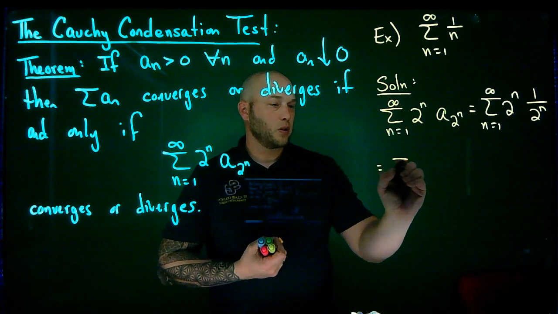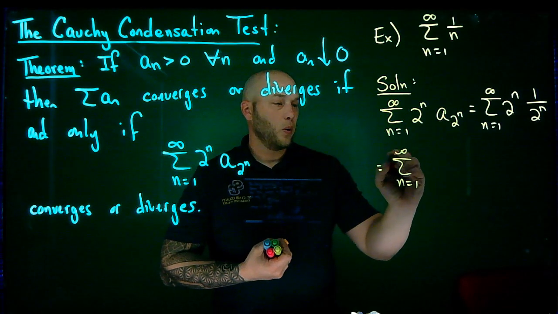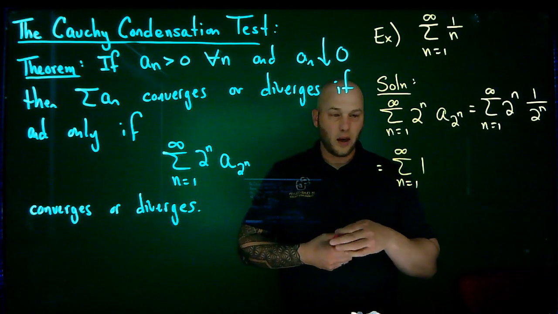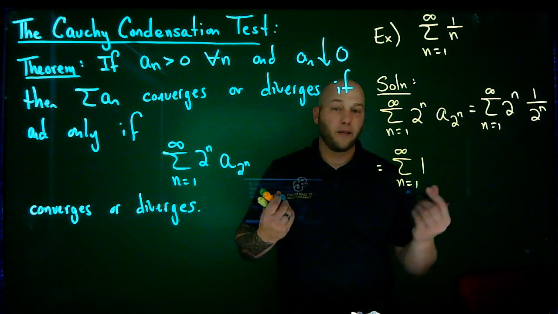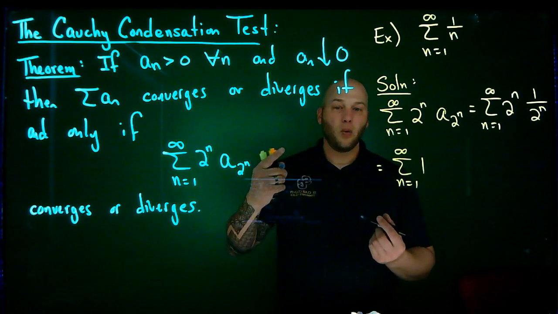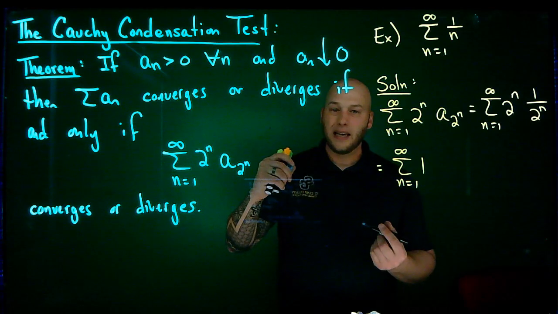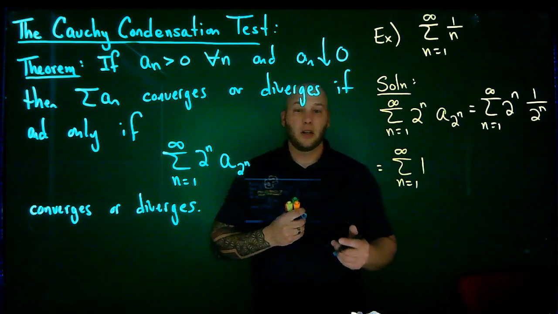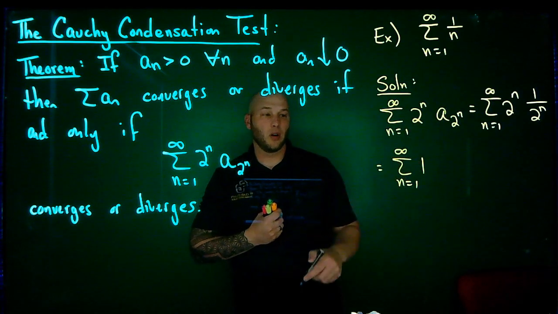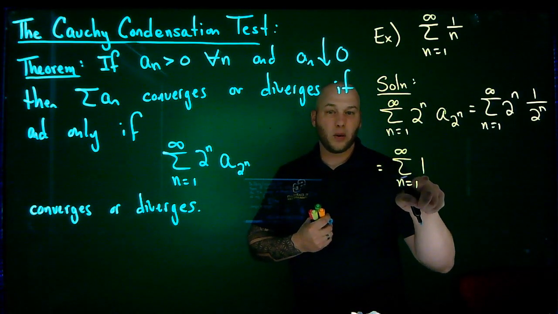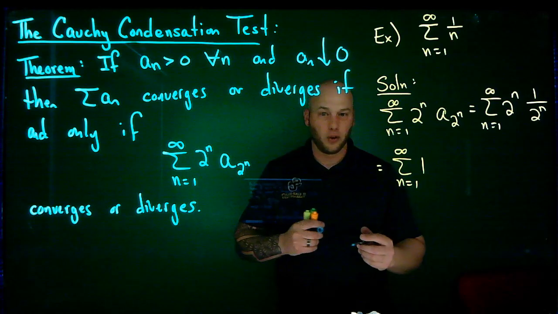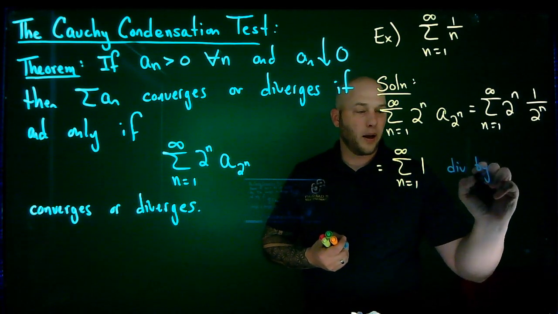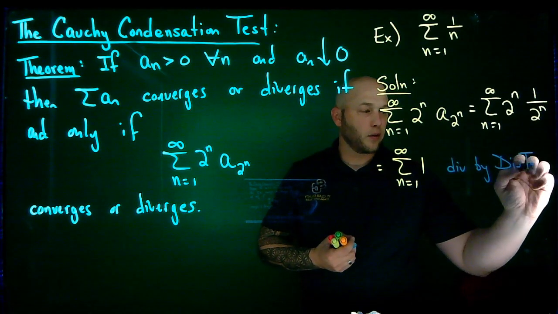Of course, that reduces to the sum of 1. And what this turns into then is something where the divergence test would apply. Remember that in order for a series to converge, a necessary but not sufficient condition is that the terms have to go to 0. And clearly, the sequence consisting of 1s just converges to 1, not 0, and therefore this diverges by the divergence test.